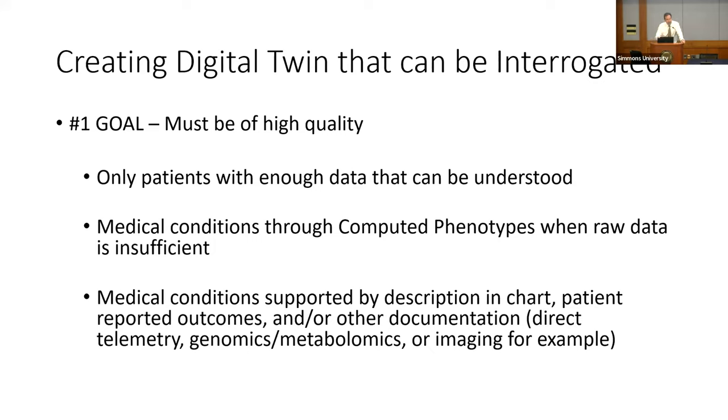And then how do we actually determine medical conditions through computed phenotypes, right? When raw data is insufficient. Now, sometimes raw data is sufficient, right? You've got an MRI and it shows there's some mass there. Okay, fine. But a lot of our data is in text and it's very ambiguous text and there's codes that are wrong about 50% of the time. I think I've told this story many times, but if you go in and find all the patients that are coded for diabetes, do you know what the chance is that the patient actually has diabetes? 50%.